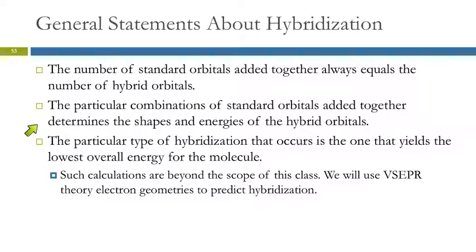Which standard orbitals you add together determines the shape and energy of the hybrids. And the particular kind of hybridization is the one that's going to give the lowest overall energy. Those calculations are way too complicated to even talk about. So what we're going to do is use VSEPR theory to predict the geometries. Well, VSEPR theory is going to help us predict the electron geometries. That's not what I meant to say. We're going to use the geometries from VSEPR theory to predict how it hybridizes.